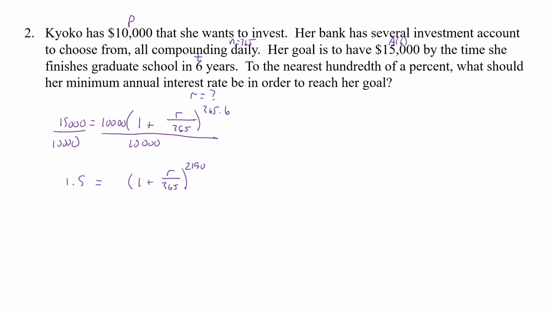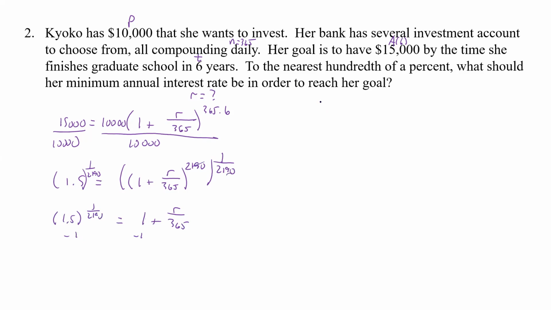All right. Now I need to get rid of that 2190. So how do I do that? Well, I'm going to take that whole thing to the 1 over 2190. So that means I have to take that to the 1 over 2190. Okay. Now I'm just going to leave that as 1 over 2190 on the left. So that's going to be 1.5 to the 1 over 2190 equals, and all that cancels here. So I have 1 plus r over 365 now. Okay. Now I'm solving for r, so I'm going to have to get rid of 1.